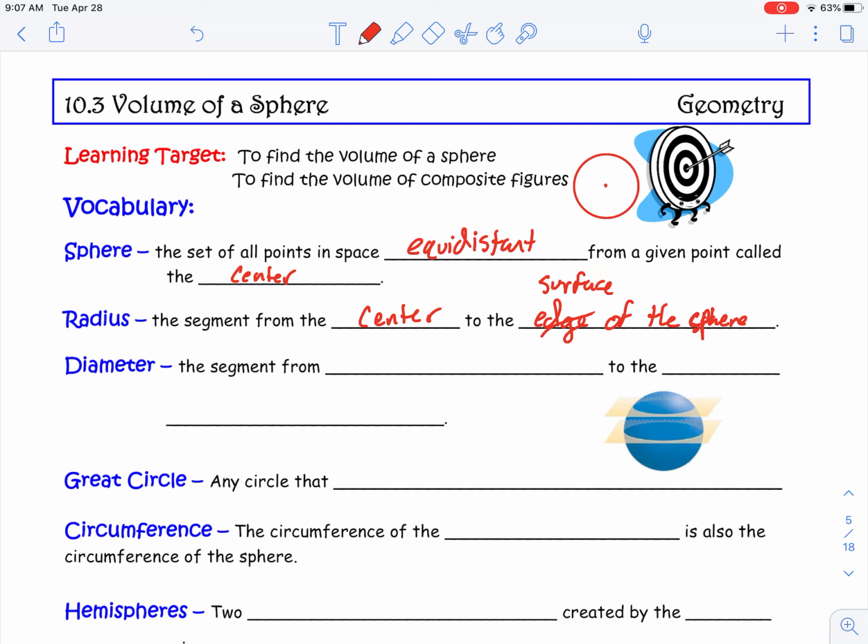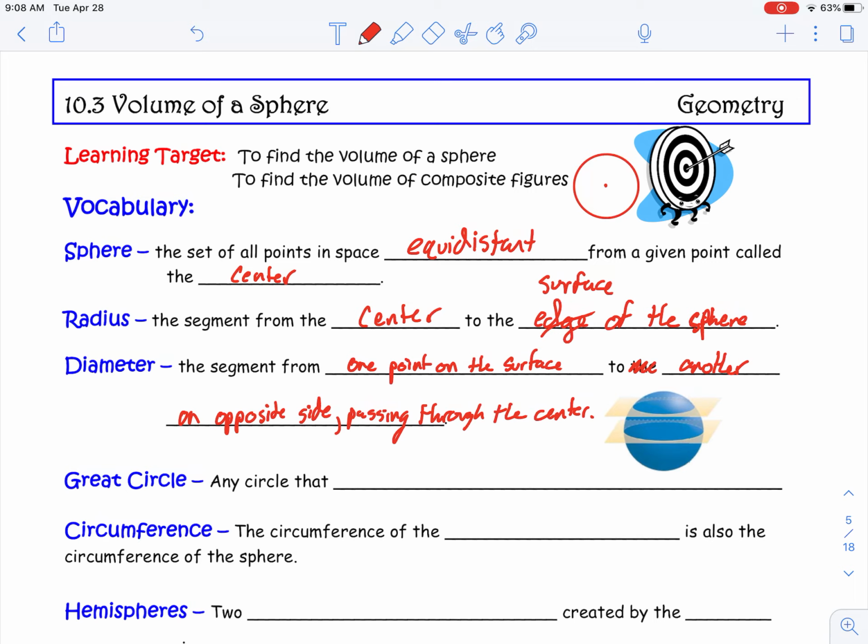And the diameter is the segment from one point on the surface to another on the opposite side, passing through the center. So that's our diameter, which makes sense.